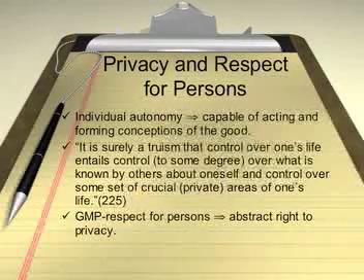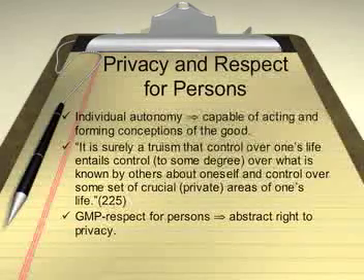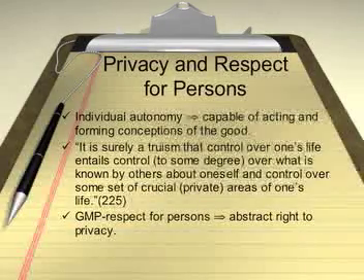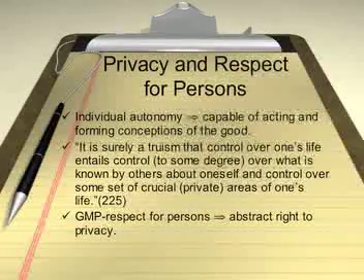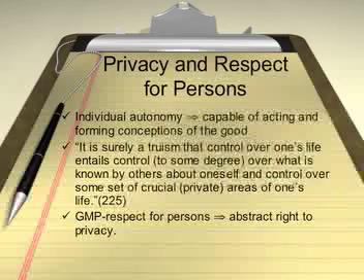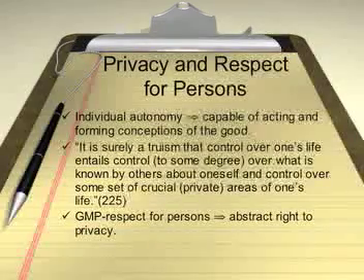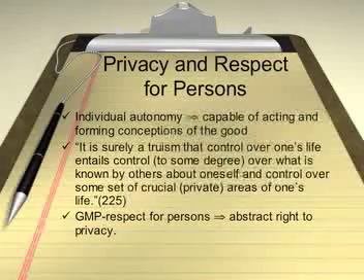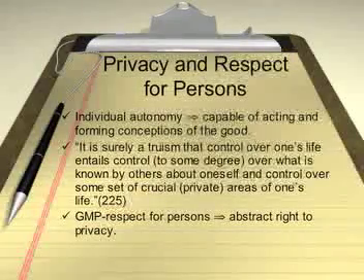Individual autonomy, if we hold this as a value, and I think most of us do hold this as a value, means that each of us is capable of acting and forming conceptions of the good life. So individual autonomy holds that I am a rational agent capable of deciding how I want to live my life, and others shouldn't interfere with that.